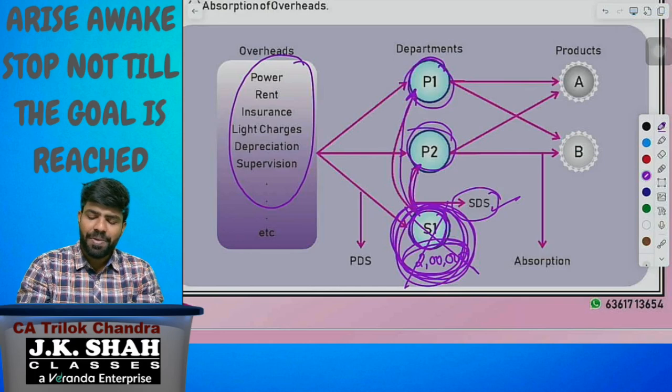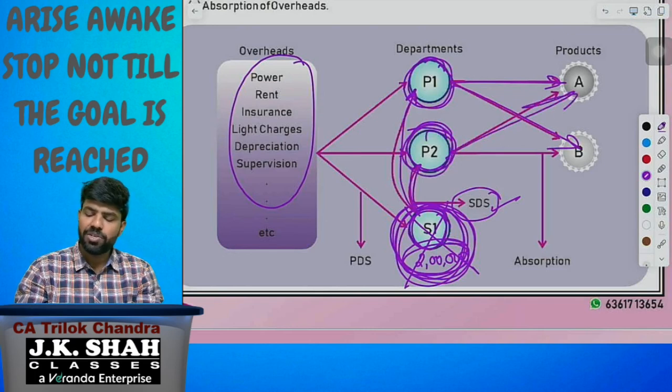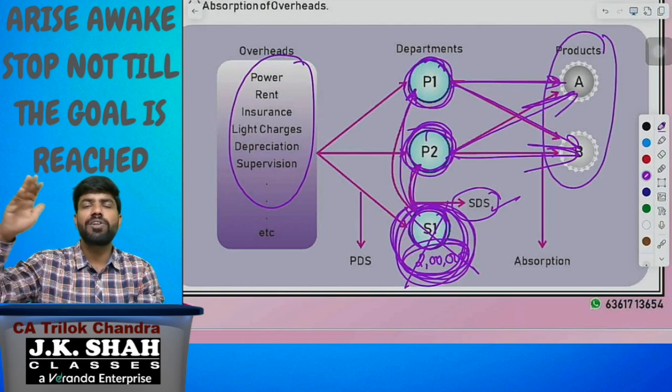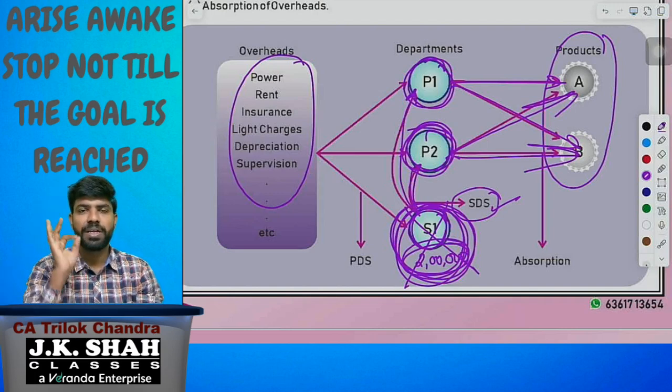After this, from the P1 department, we will charge it to product A, product B. From the P2 department, we will charge it to product A, product B. That is how we are going to charge it to the product. Before charging it to the product, we need to do two steps. Number one, primary distribution summary to convert individual expense into departmental expenses. Secondary distribution summary to charge unrecovered cost of service department to the production departments. Clear on this? These are the three stages in absorption process.